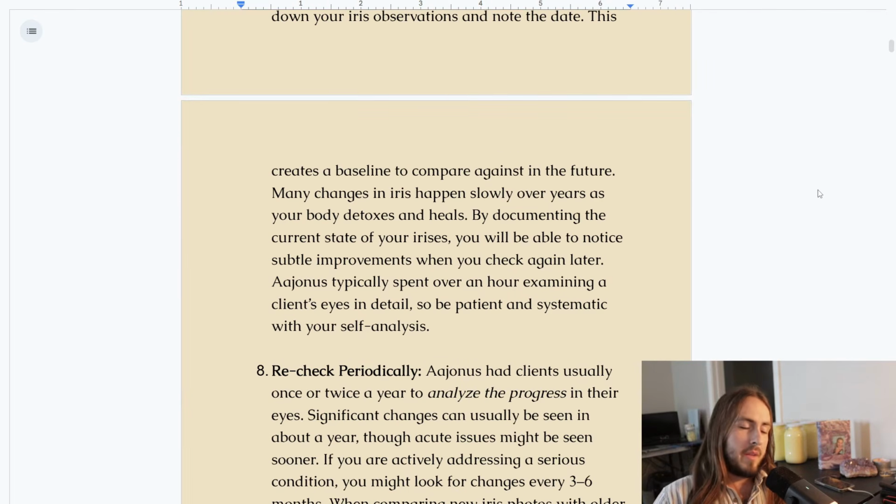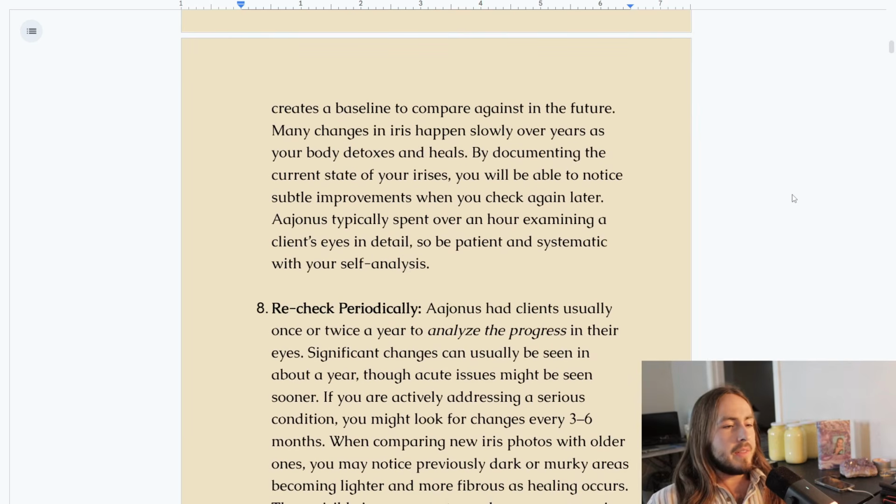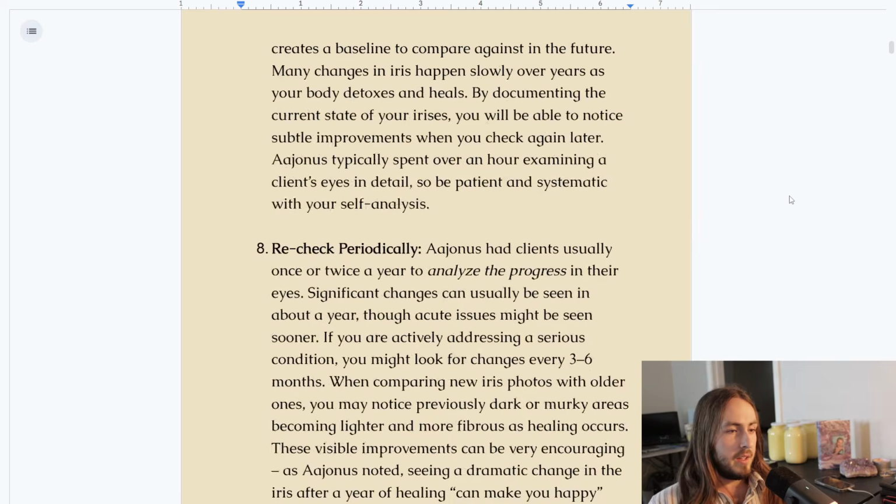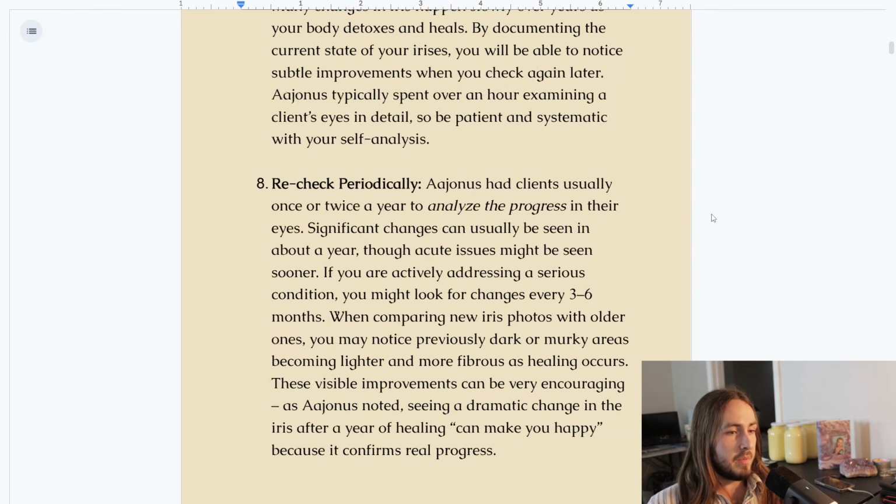And so you're not really going to see changes for 6 months to a year. And the more strict you are in the diet, the faster the progress. And when you see this, it's going to be proof that you're making progress. If you're doing things right, you're going to see changes in the iris. And Agenus will spend over an hour looking at an iris in detail. So you being a beginner, it's going to be very time consuming, and you should really take the time. So be patient and systematic.